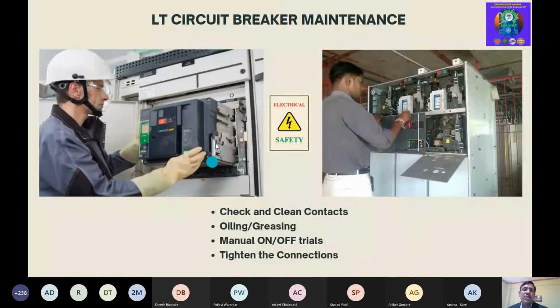Then LT breakers, that is rack-out types of breaker that you have to maintain. These breakers have some mechanical arrangement. There is a spring arrangement. There is a closing coil, opening coil. So these are provided.